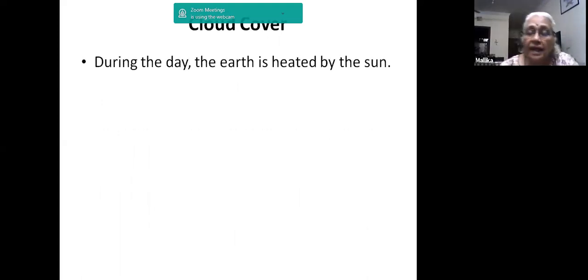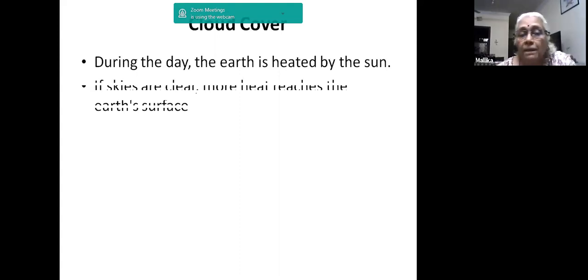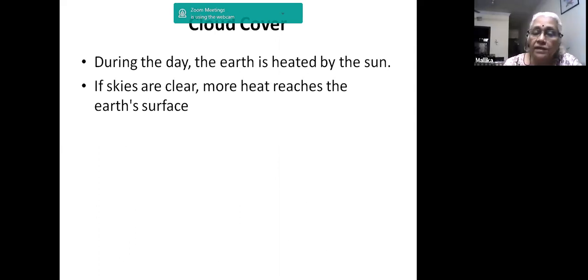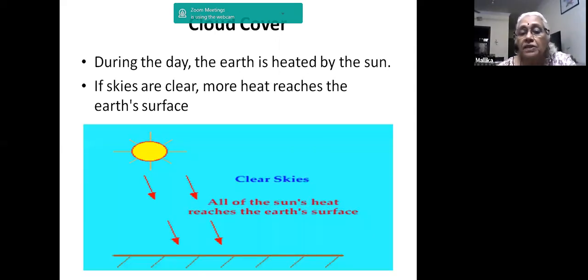Next is cloud cover. So this is very interesting. During the day, the earth is heated by the sun. If the skies are clear, what is going to happen? More heat reaches the earth's surface, and therefore the temperatures will rise during the day. All the sun's heat rays are reaching the surface, right? And the surface is getting hot and releasing that heat. And so by the time it's 10 o'clock, or sometimes even earlier than that in the equatorial regions, the heat is released immediately. So with clear skies, it is going to be hotter.